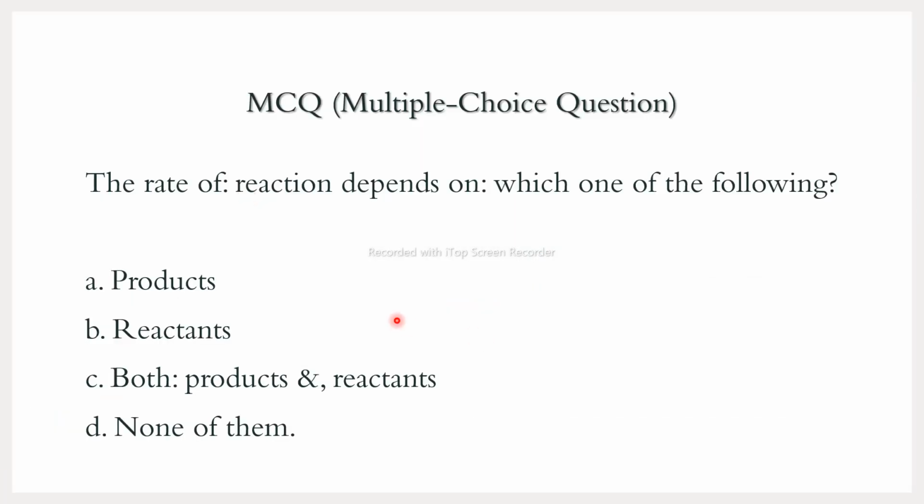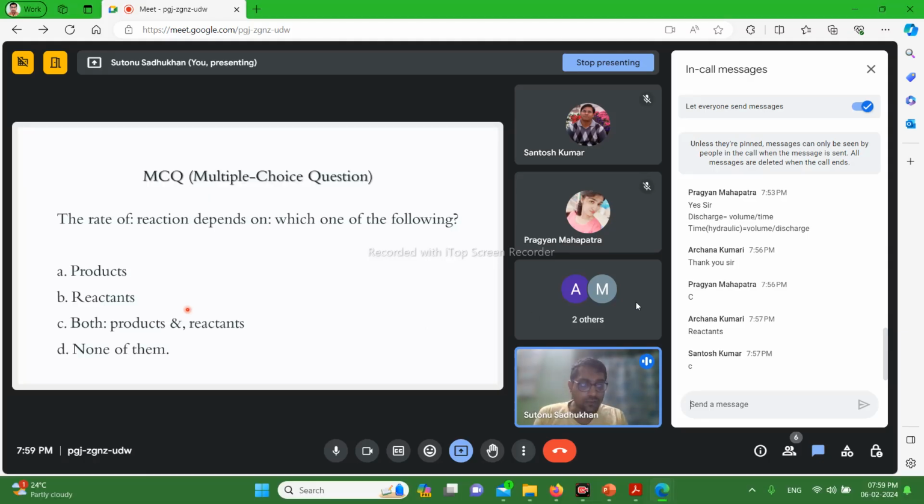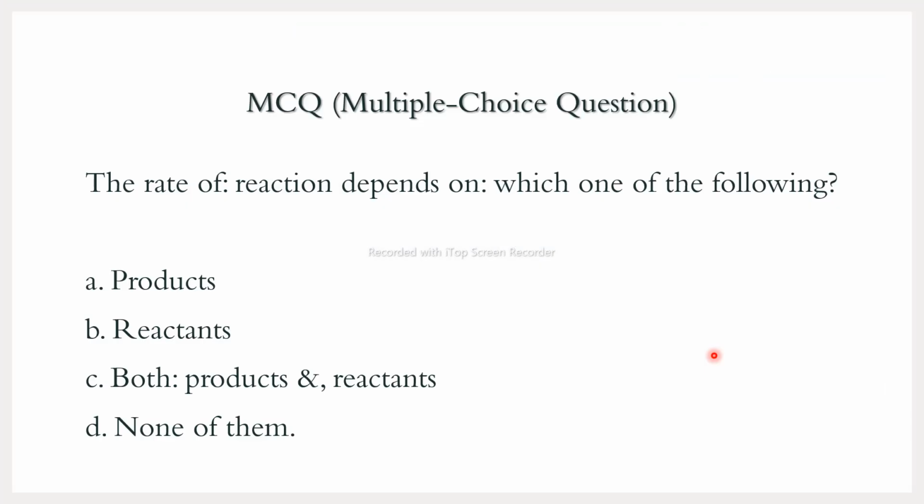So basically, the rate of the reaction depends both on them, both products and the reactants. But if generally stated, then it will be the reactants. So all of you who have answered it is correct. There is an exceptional case where, let's say, let's take some pen.